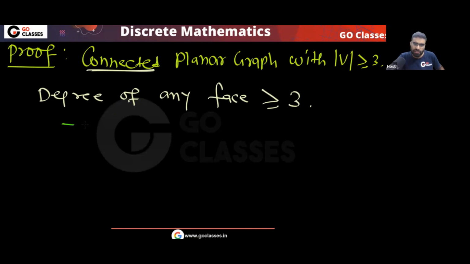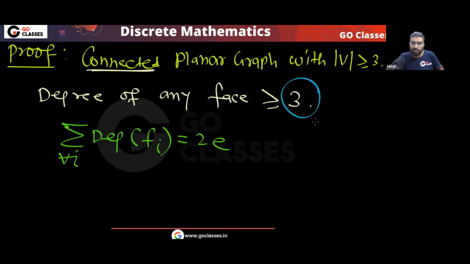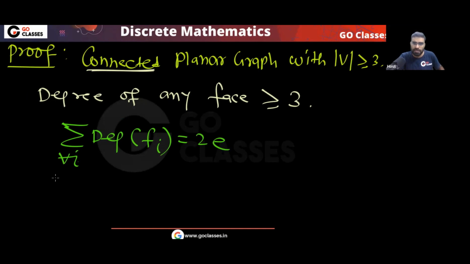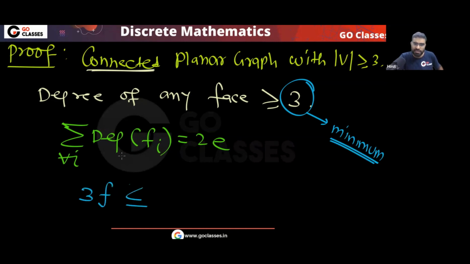Now, what is the total degree of faces? The total degree of faces will be twice the number of edges. Now you can see, this is the minimum degree, right? Because the degree of every face is greater than or equal to 3. So if I take 3 multiplied by the number of faces, that will be less than or equal to the actual value.